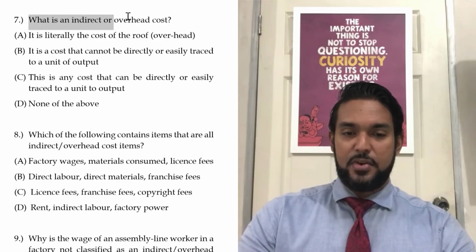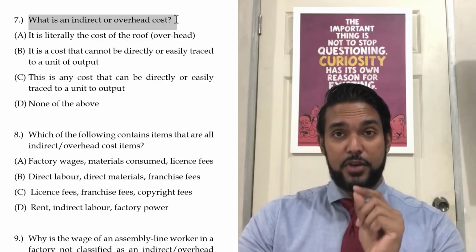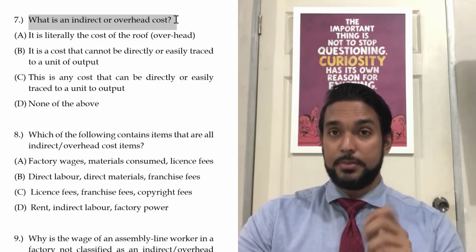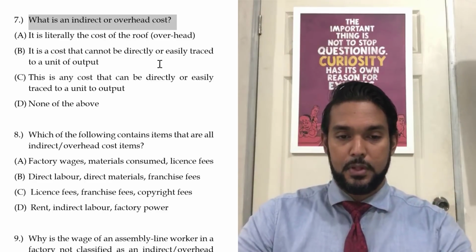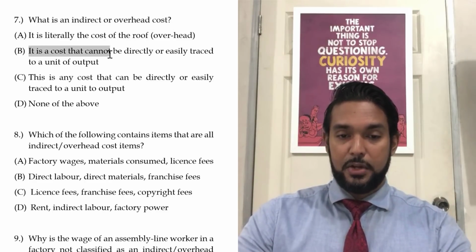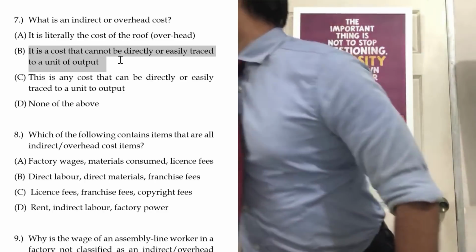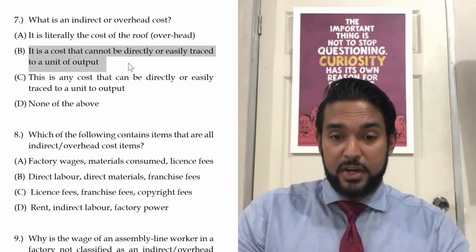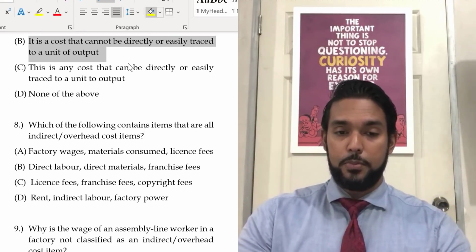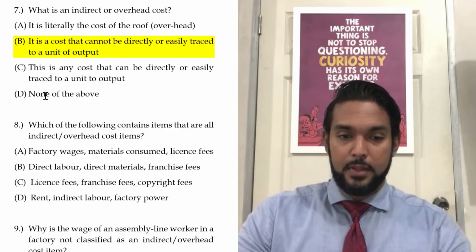So what is an indirect or overhead cost? This is a cost that is not directly or easily traceable or attributable to units of finished goods or units of output. So it is a cost that cannot be directly or easily traced to a unit of output. That's what an indirect cost or an overhead cost is.